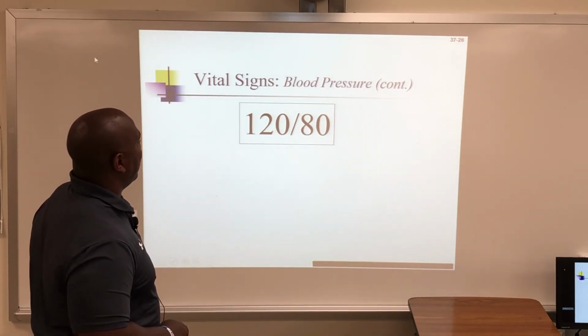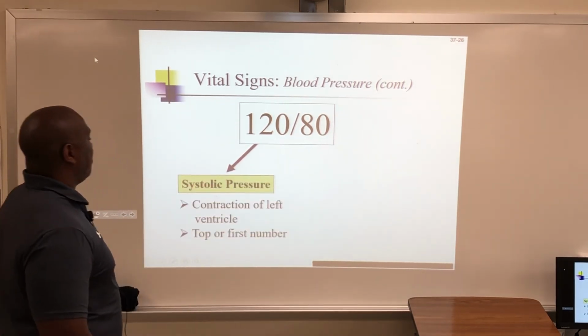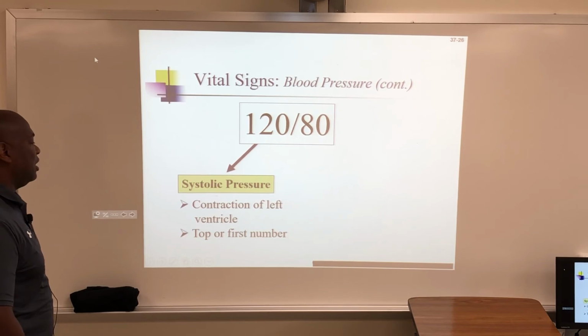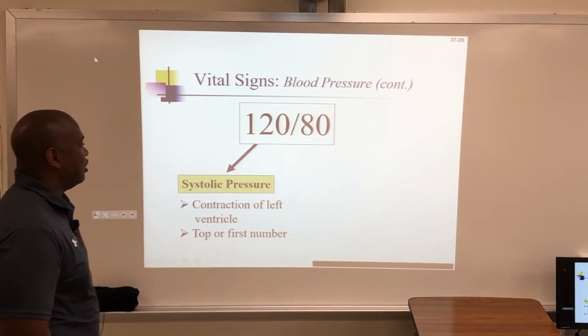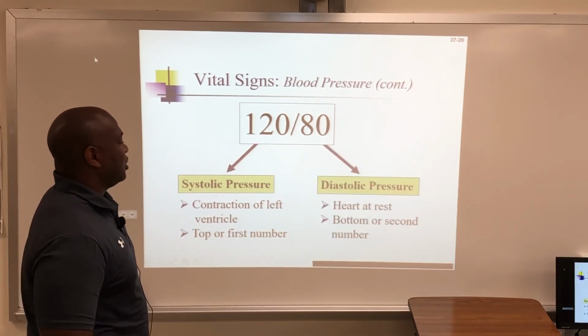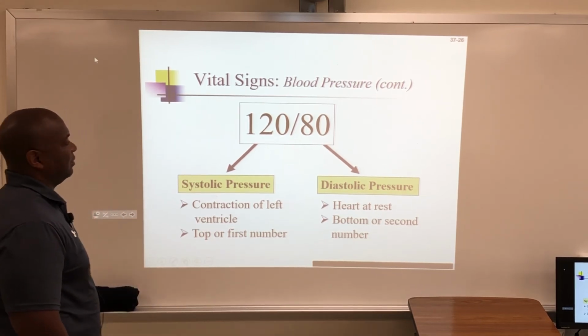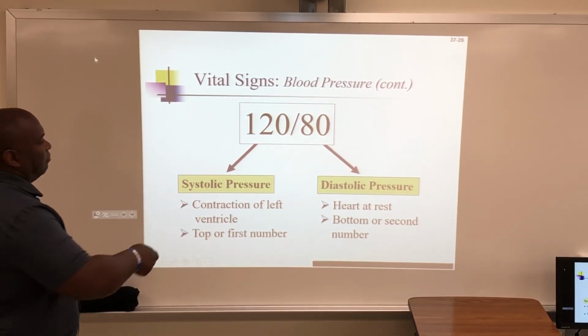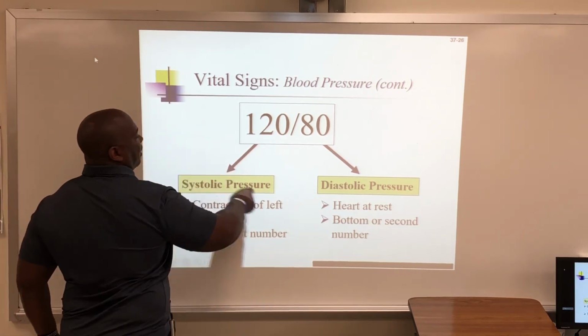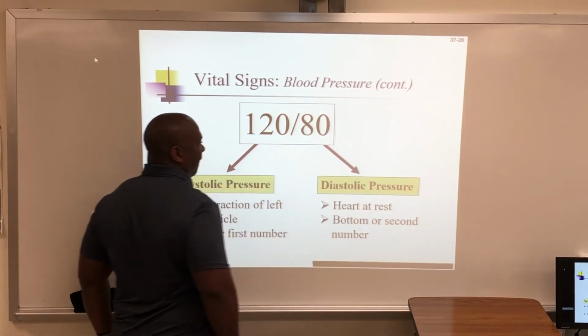120/80 is our number. Systolic pressure: contraction of the left ventricle, top or first number. Diastolic pressure: heart at rest, bottom or second number. Remember, blood leaving the heart, blood coming back.